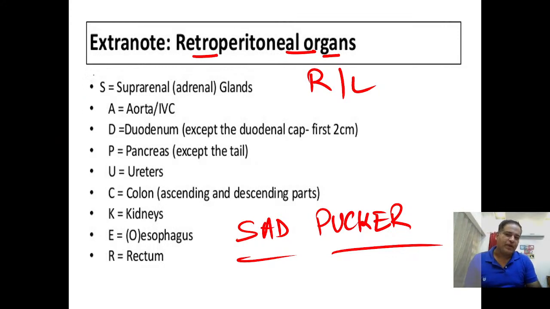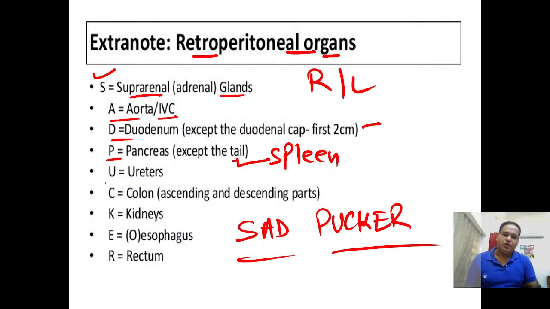So these are the retroperitoneal organs along with the kidney. For example, the suprarenal glands, we're talking about the adrenal gland, the aorta, inferior vena cava, duodenum, except the first part. The first part is the intraperitoneal part; remember, the first part is most prone to peptic ulcer, the most common part where peptic perforation will develop. Pancreas, except the tail, as the tail is in relation to the spleen. Ureters, colon, the ascending part and the descending part. Kidneys, paired retroperitoneal organs. Esophagus and rectum are extraperitoneal, not exactly retroperitoneal.